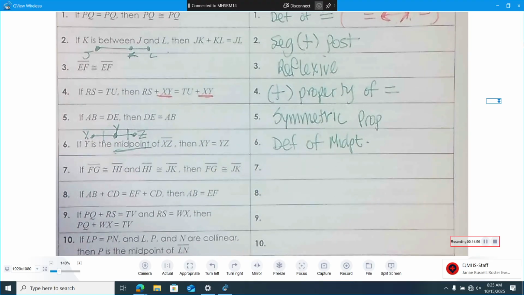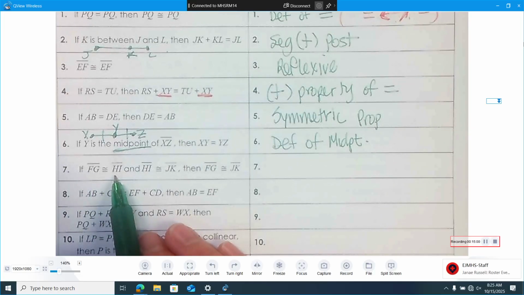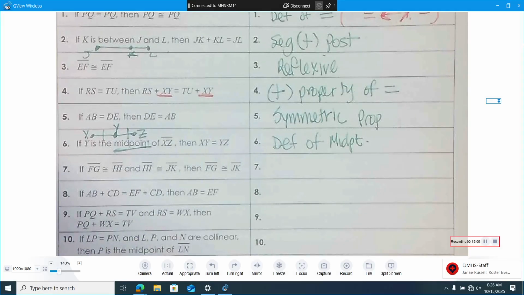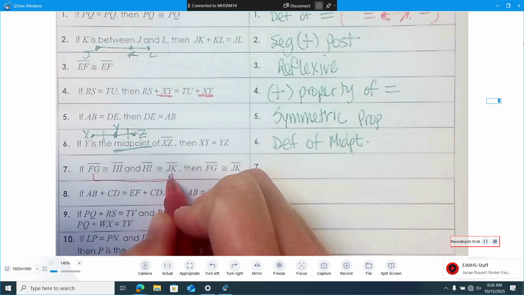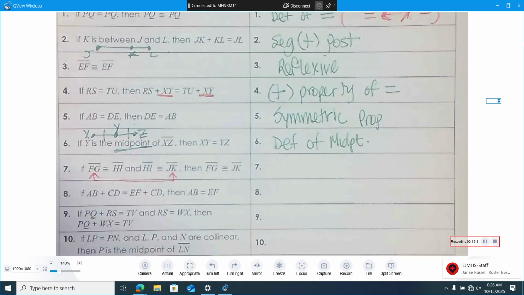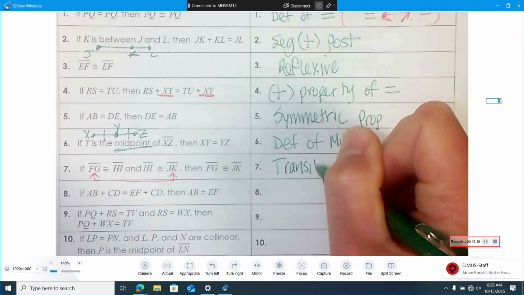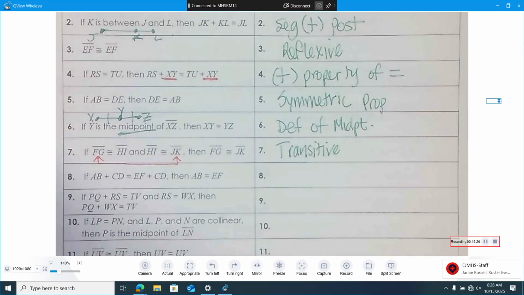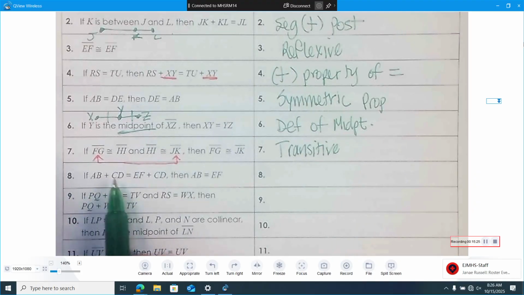All right, number 7. FG is congruent to segment HI, and HI is congruent to JK, then how come FG is congruent to JK? What property is that? Transitive. Very good. You got that sort of chain going on, linking things together. That is the transitive property. Very good.